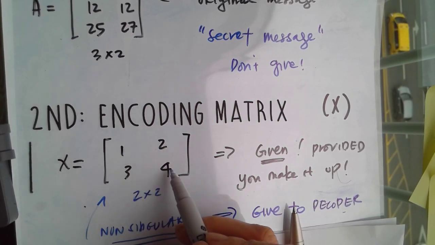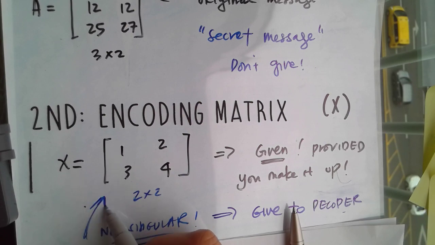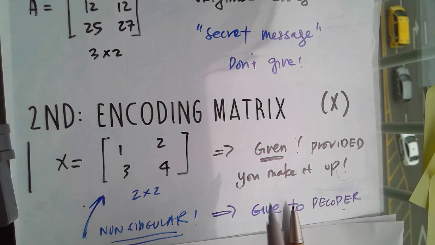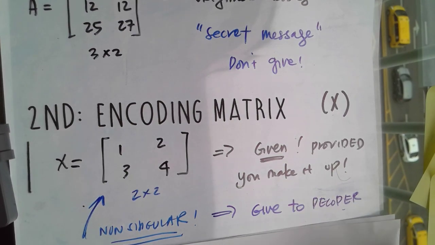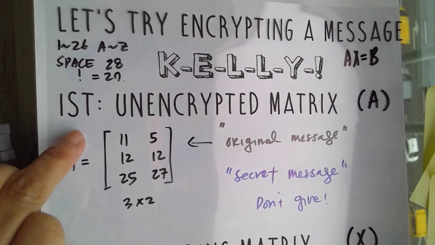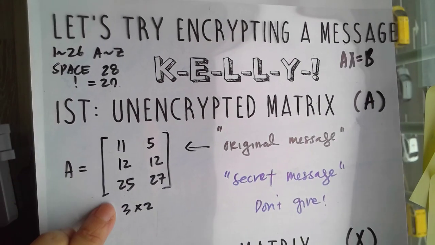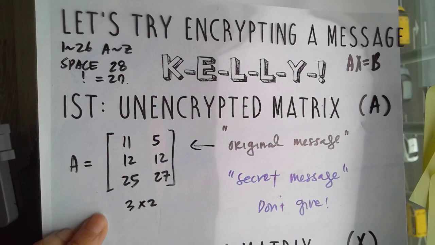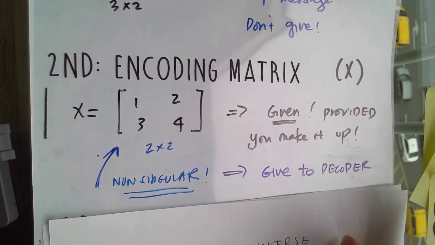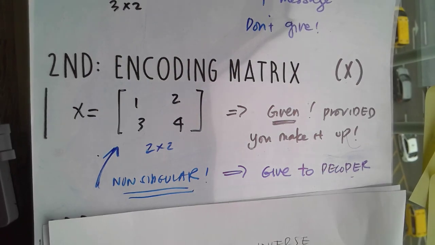So let's check. 4, 6, not a 0, right? So that's a non-singular matrix. Because 1 times 4, 2 times 3, 4 minus 6 is negative 2, and that means it's a non-singular matrix, okay? So again, first step, start with your original message. Write it into a matrix, and you don't give it to your person. But the encoding matrix, you definitely give to your decoder, okay? Because you're going to need it to solve.